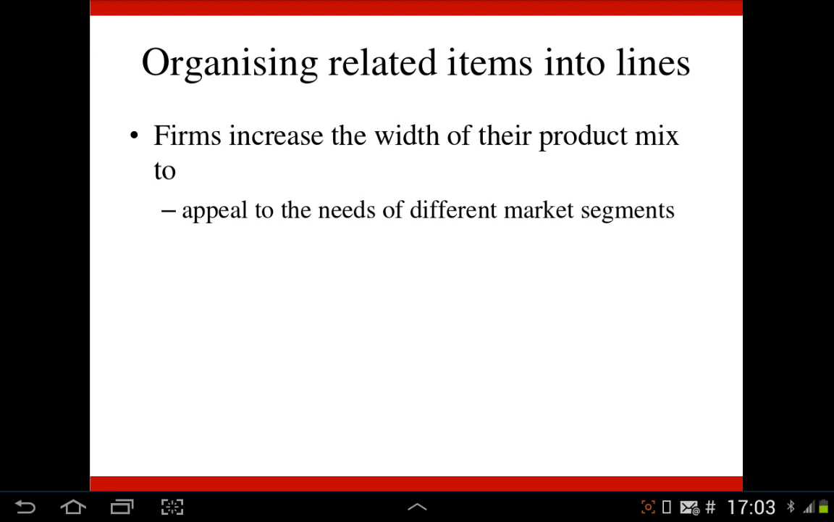So why do companies increase the width of their product mix, adding new product lines? Well, they do it to appeal to different types of needs in the market, different segments. And importantly, to diversify their risk, not to put all their eggs into one basket. They want many different options so that if one month a certain product or product line isn't doing well, then there are other products that they can make money from.